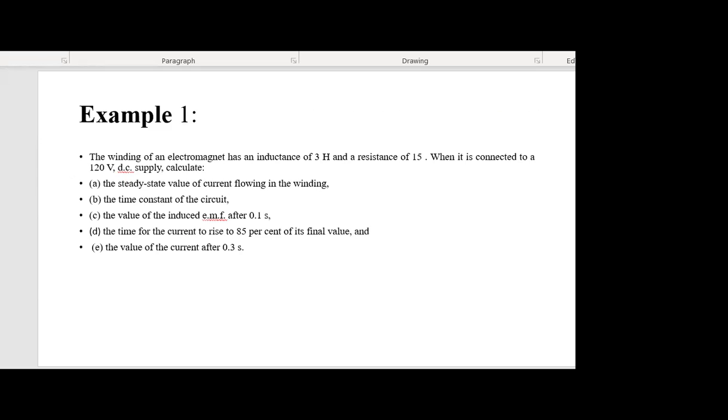Then the other question is the value of the induced EMF after 0.1 second. So as we said earlier, the induced EMF keeps reducing, meaning that at any instant of time, we have a different induced EMF. And the induced EMF is VL. So at time 0.1 second, what was the induced EMF?